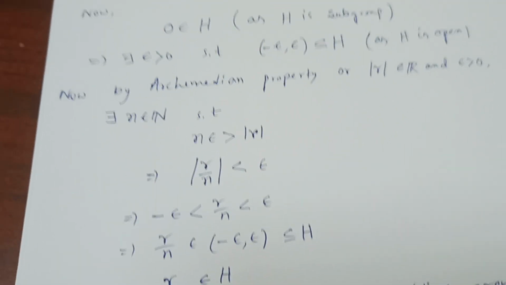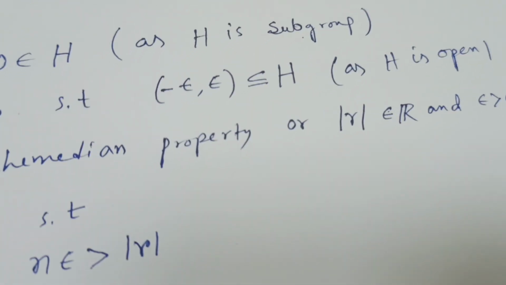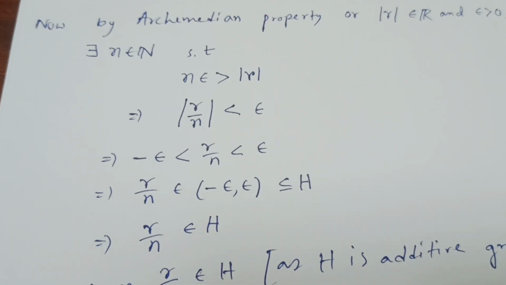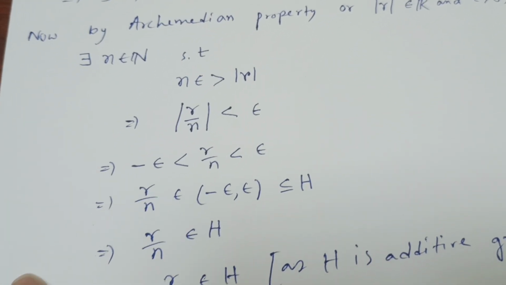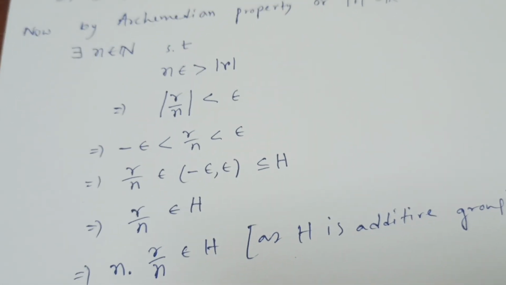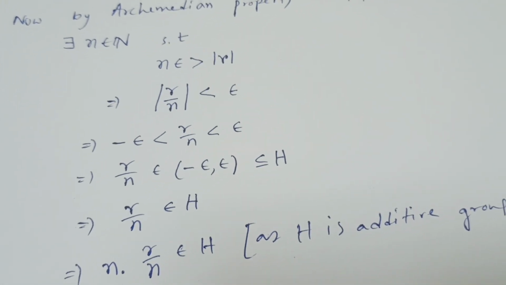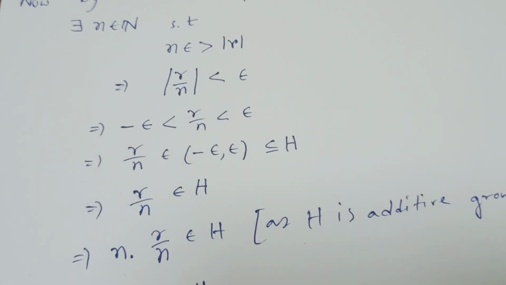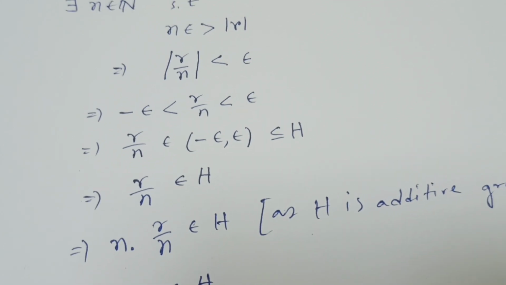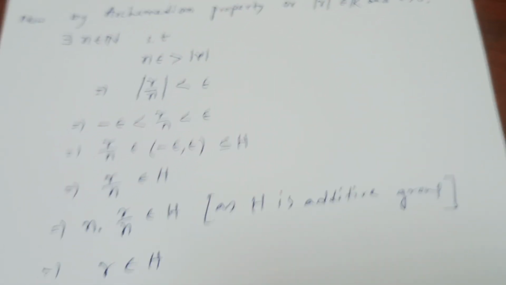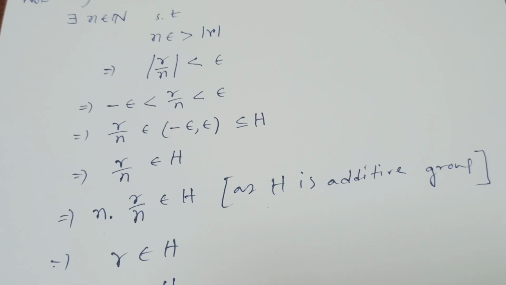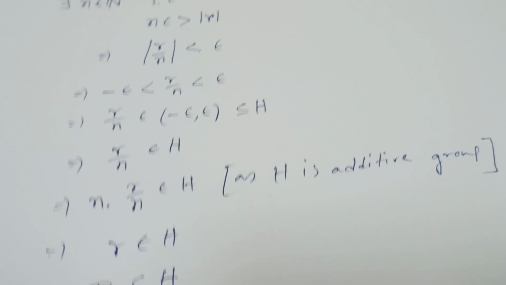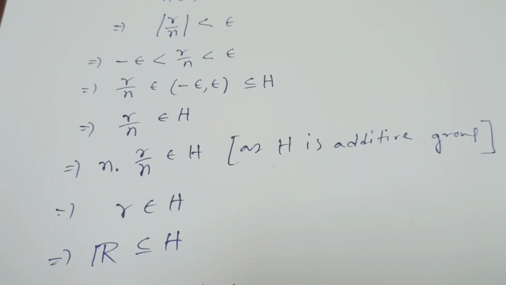Now recall that minus epsilon to epsilon was contained in H. That means that r by n is contained in H. Now since H is an additive subgroup, that means if I add r by n, n times, then that element will also be contained in H. That means n times r by n is contained in H. Since H is an additive subgroup, that means r is contained in H. Now recall that r I took from R, the capital R. That means that R is contained in H.